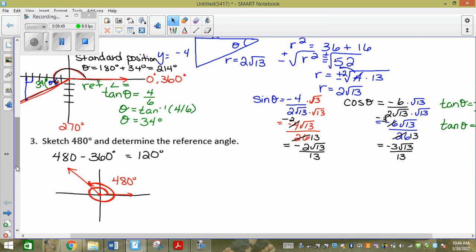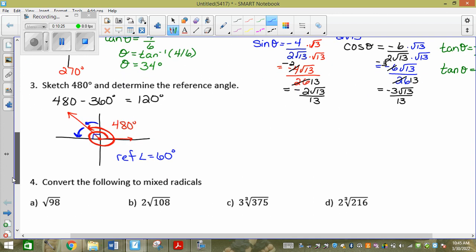How do I get my reference angle? My reference angle is always from the terminal arm to the x-axis. So how much is that going to be? If this took me 30 to get to here, how much more to get to here? How much is this angle? Every single one of these are 90. We agree? Every single quadrant has 90 total. So if it took me 30 to get to here, how much is it going to take me to get to here? 60. So my reference angle equals 60 degrees. So it's between the terminal arm and the x-axis.